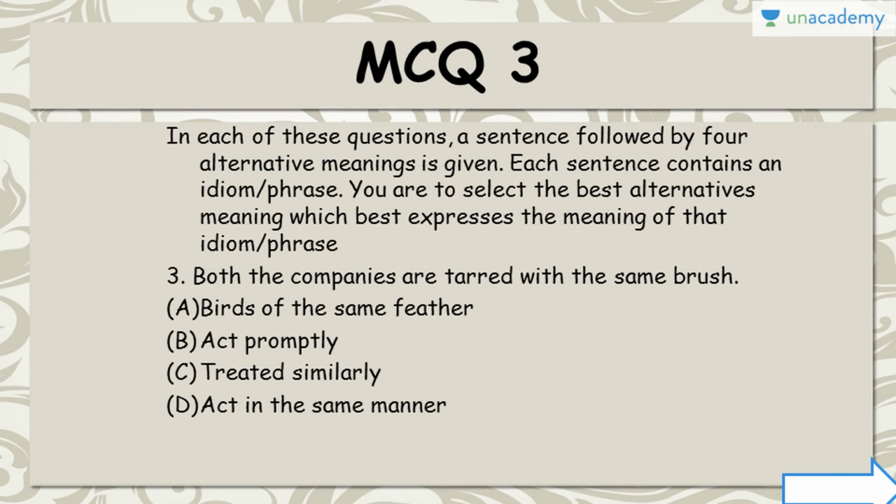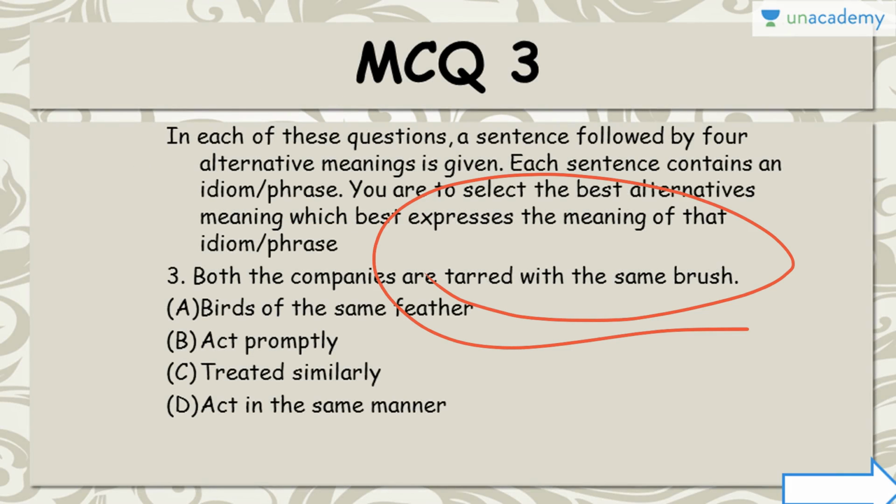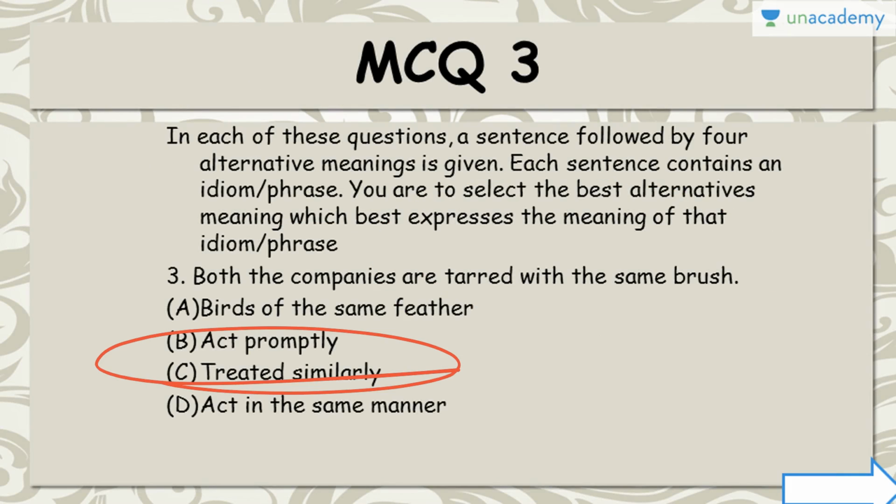So whenever two things or any couple of things are tarred with the same brush, what is happening? Actually, they are being treated similarly. They are being treated with the same brush, which means they are treated similarly, in the same manner, in an identical manner. Moving on to MCQ 4.